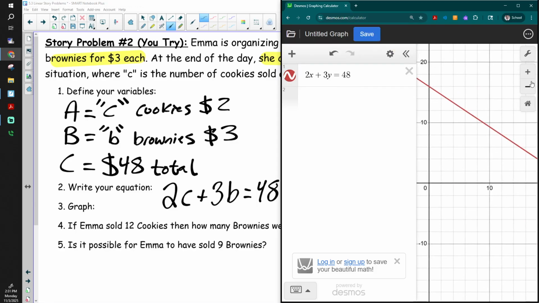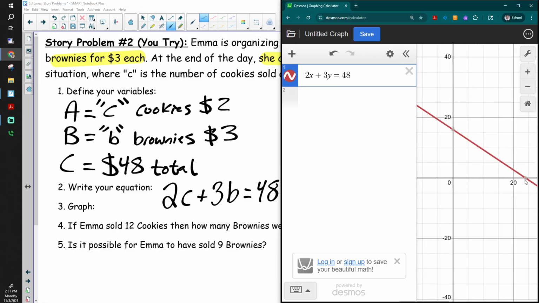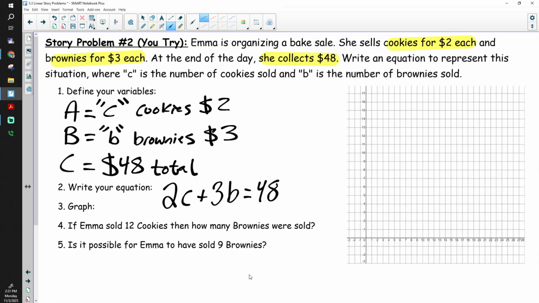A lot of these problems, you might have to zoom out. If you were asked to graph it, you would look at your x and y intercepts, plot them, and connect your dots. And I know my graphs are really small. So 24 on the x, 16 on the y. 24, 16. Here's the graph of my line.